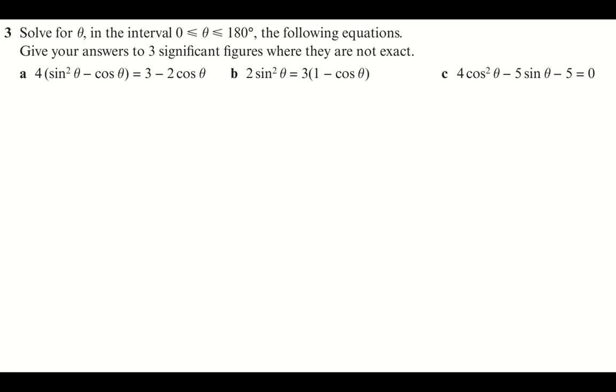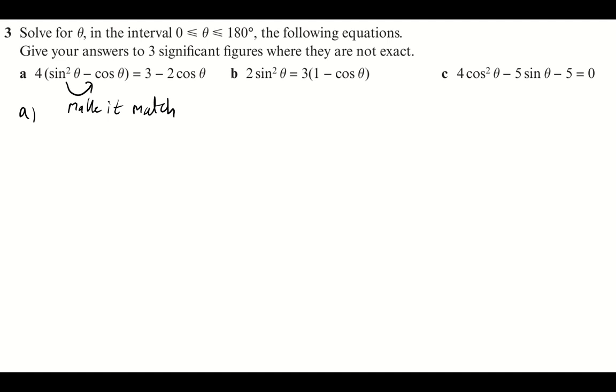Okay. Now for the final kind of version of this question, we've got solve for theta in the interval 0 to 180, 3 sig figs when they're not exact, these things. Now, the issue here, if we look at this first one, we've got sine squareds, cosines, sine squareds and cosines. So what we're going to need to do is make the quadratic, the squared term, match that non-squared term. And we can only change the squared stuff.